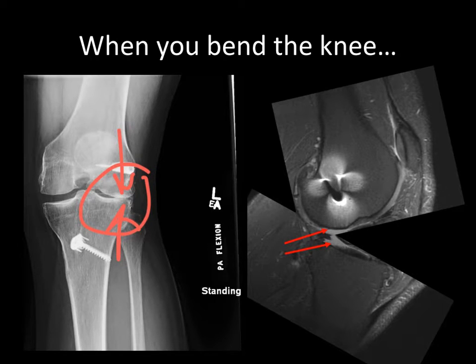So, to recap, if you see loss of joint space on the standing extended view, the cartilage loss is over the weight-bearing surface. If you see loss of joint space on the flexion view, the cartilage loss is more posterior.